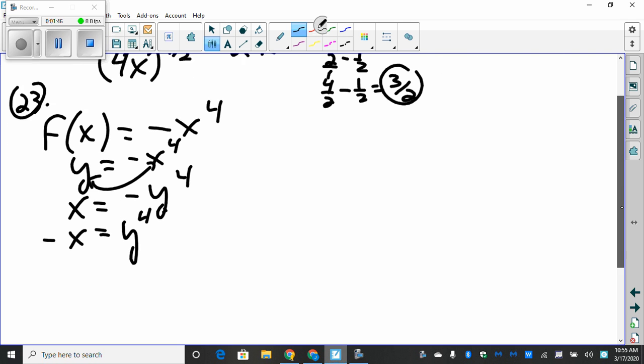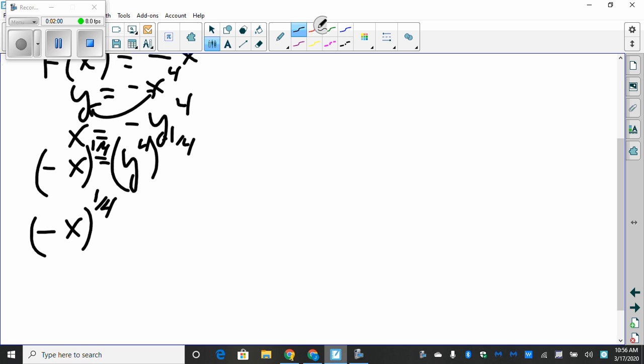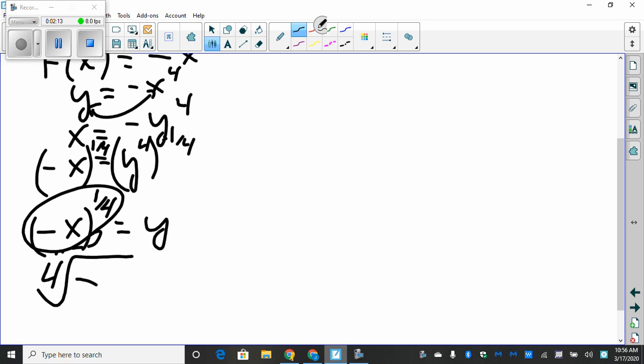But now, how do I undo the 4th power? I take it to the 1/4 power. Notice that whole side's to the 1/4. So I have basically (negative x) in parentheses now to the 1/4. I'm taking the 4th root of that negative, we got to be careful. That's going to equal y. Think of this, you guys, that right here, this whole thing, think of this as the 4th root of negative x.